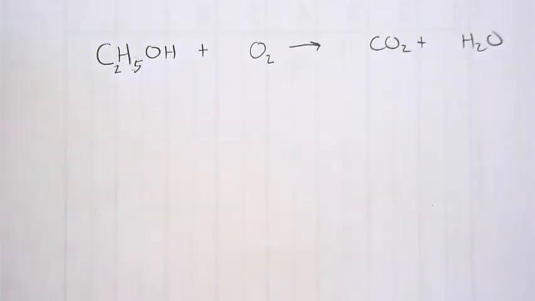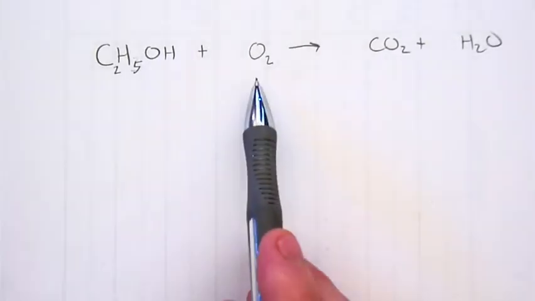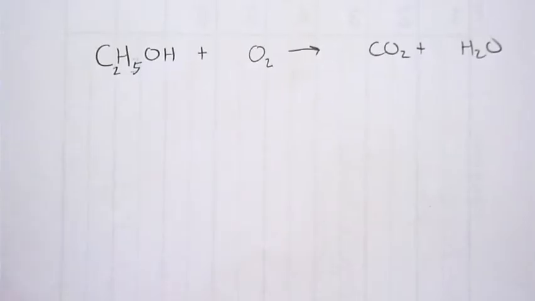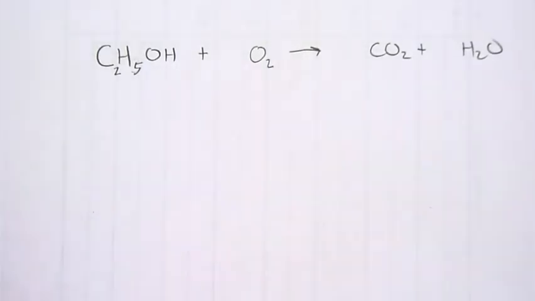So, this video is to show how to balance a chemical equation. We're starting off with an unbalanced equation. We have ethanol reacting with oxygen to form carbon dioxide and water. The next step is to list out each element that is present in order of increasing frequency.